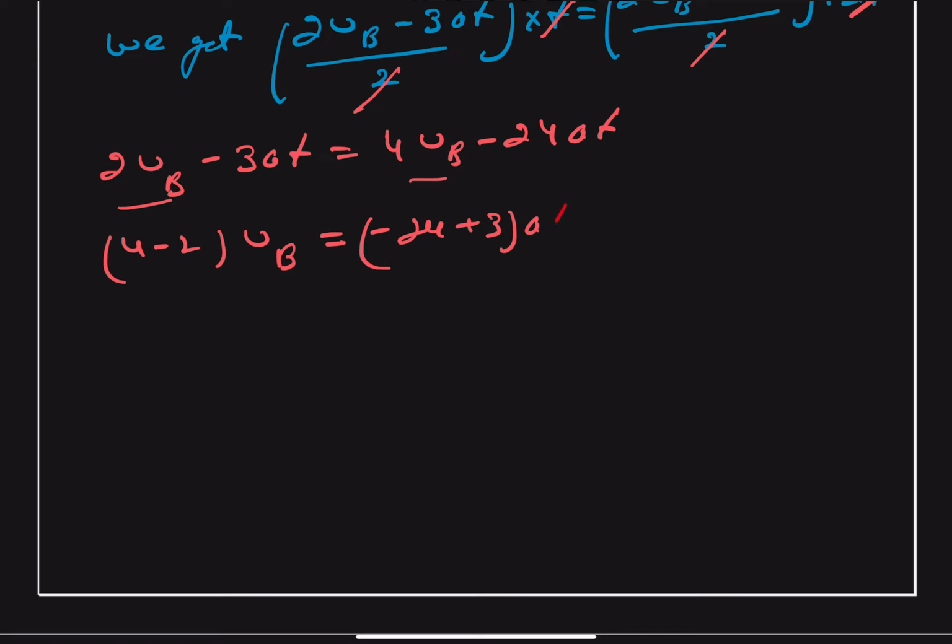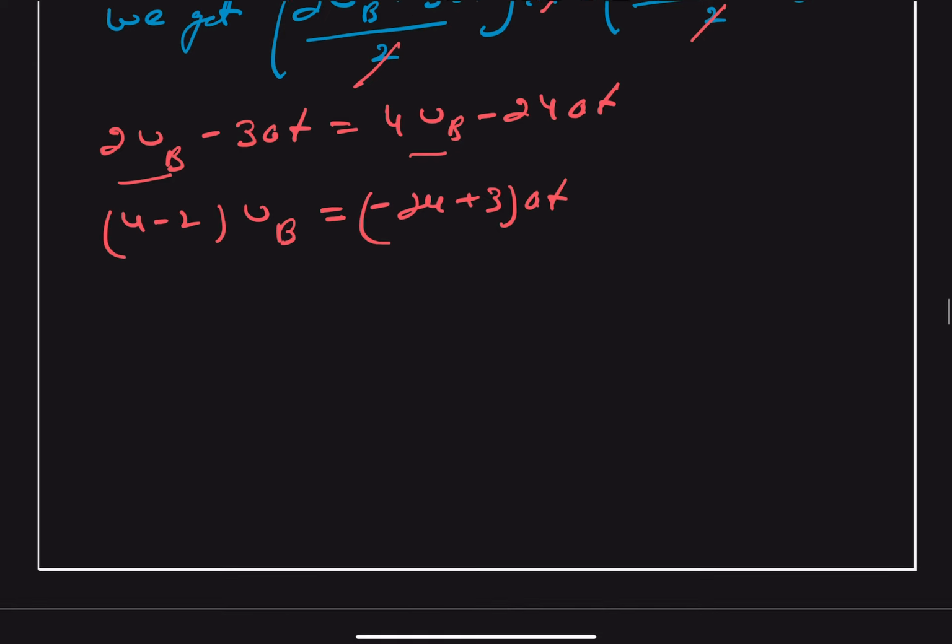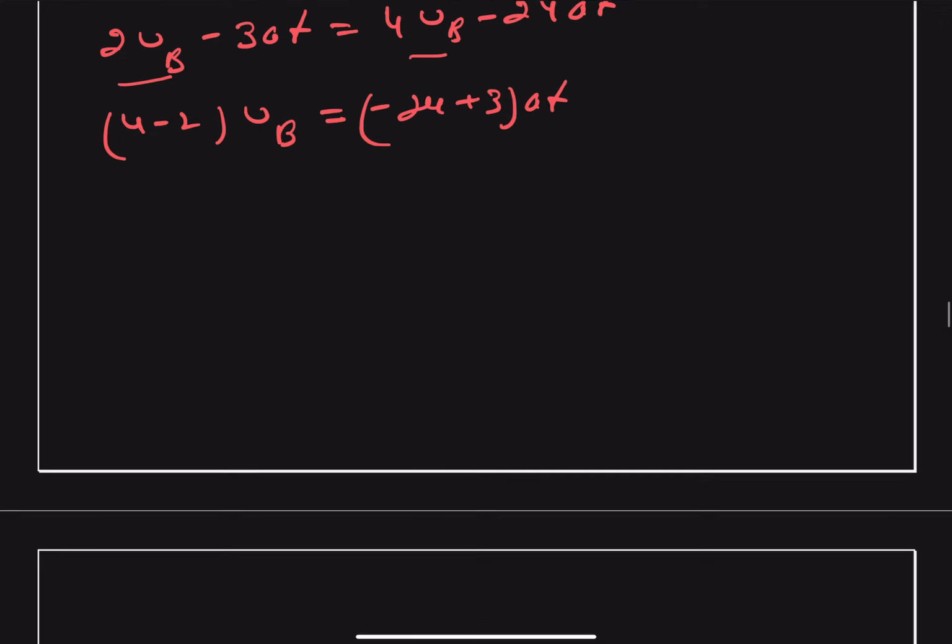And this gives us that, or rather sorry, twice VB is equal to 21 times at. Let me write here. This gives us that VB is equal to 21 divided by 2 times at. We got the value of VB, and now we can find out the value of VA also.